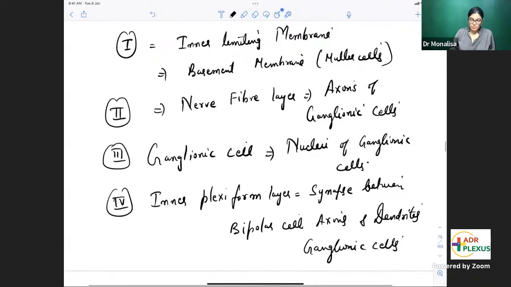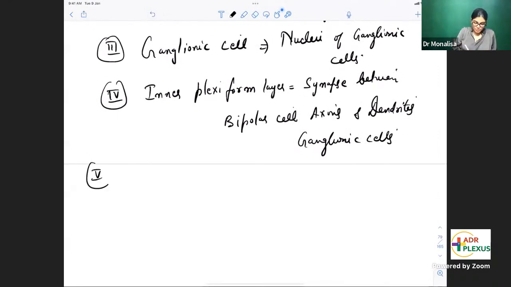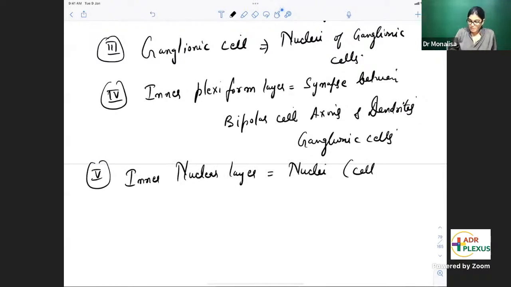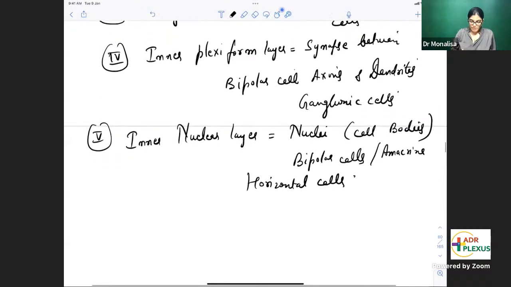Okay, now coming to the fifth layer, the inner nuclear layer. The inner nuclear layer is formed by the nuclei, or the cell bodies, of bipolar cells, mainly bipolar cells. Along with it, other cells like amacrine cells or horizontal cells can also contribute. This is the inner nuclear layer.